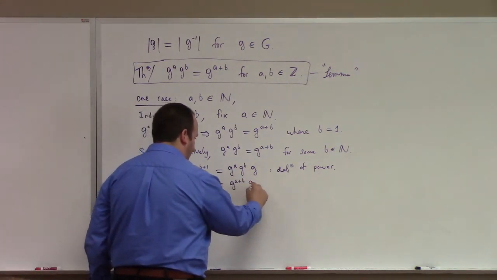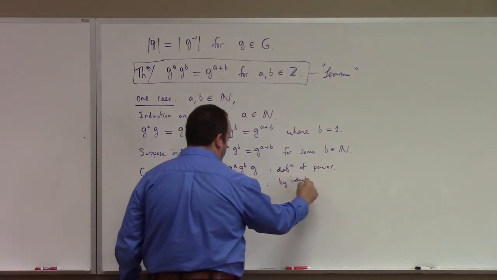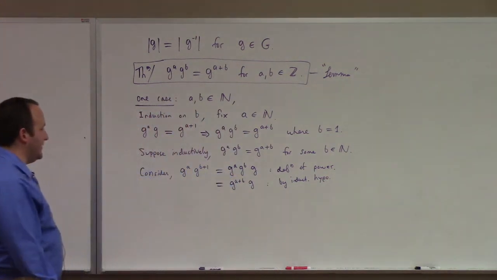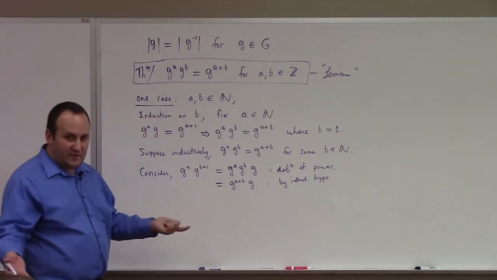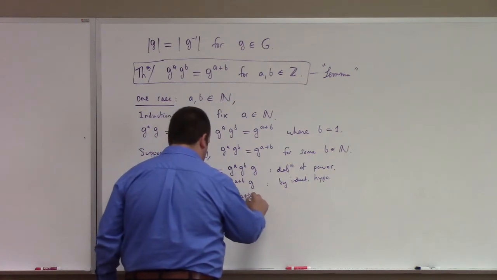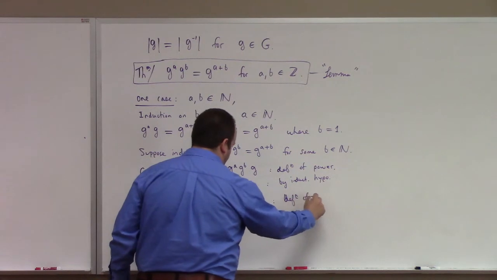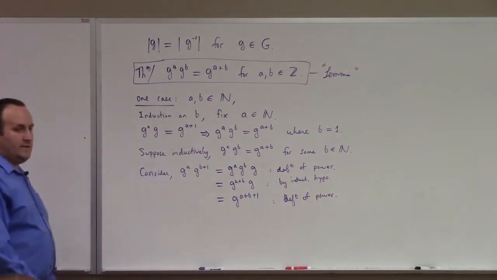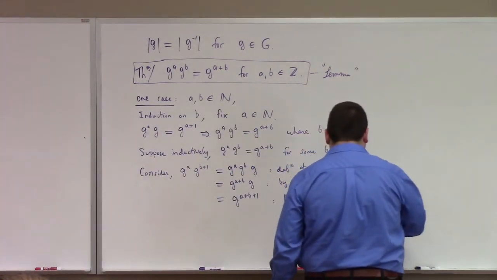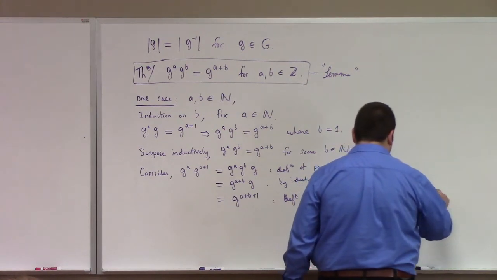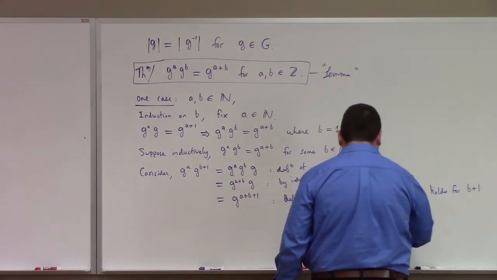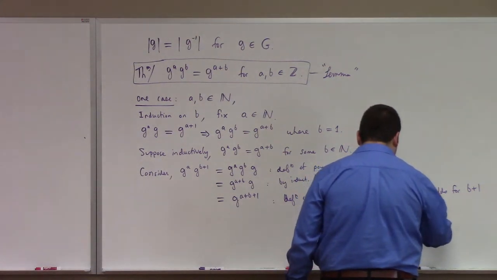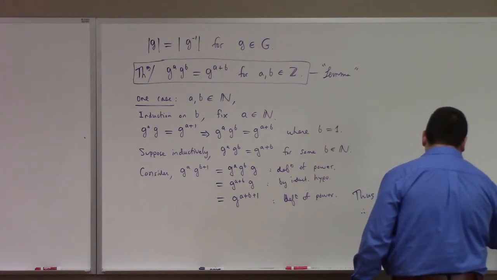How do I know that? Yeah, by the induction hypothesis. I know that's what you're about to say, but I have the same problem. I often have trouble getting the words I need. Anyway, then back again to the definition, this is g to the a plus b plus 1 by definition of power. And there you go. Now we've shown the induction hypothesis holds for b plus 1. Therefore, g to the a times g to the b is equal to g to the a plus b for all a and b in the natural numbers.